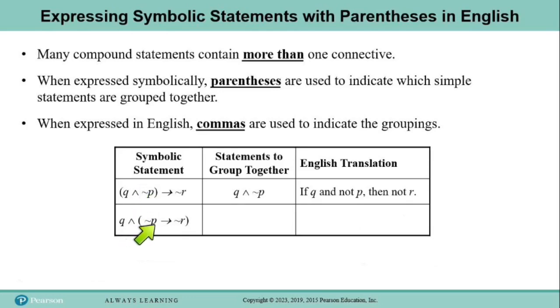Now in this second statement, it's the if-then part that's grouped together. So the statement to group together is the if not P, then not R part of the statement. And here we have an and connective.